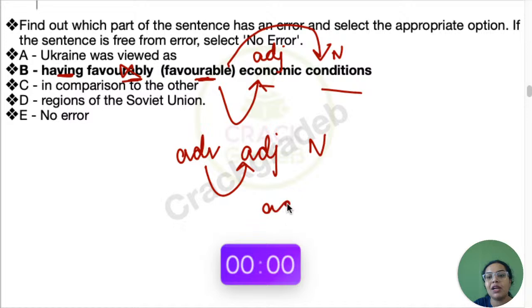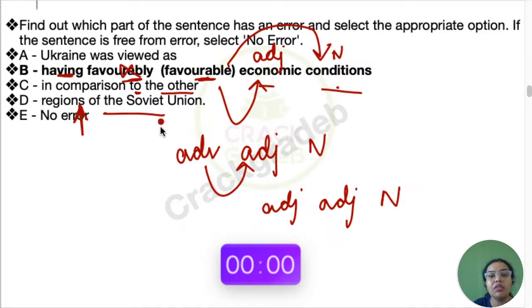Now we will have multiple adjectives used for same noun. So we have it this way. Favorable conditions, but what type of conditions? Economic conditions. In comparison to what? Other है तो other के साथ plural आ गया, regions of the Soviet Union.